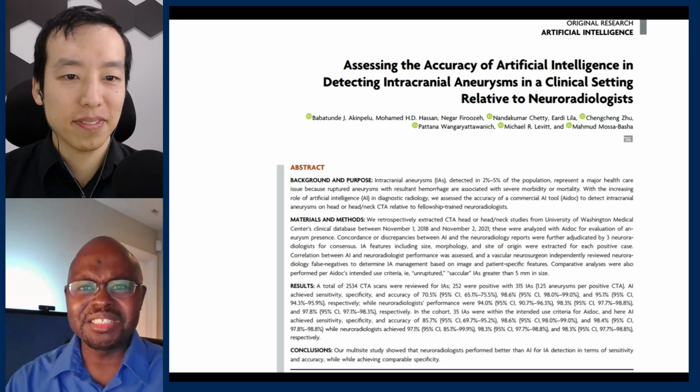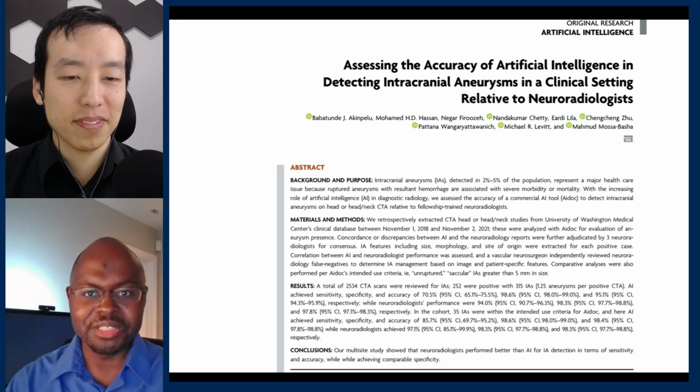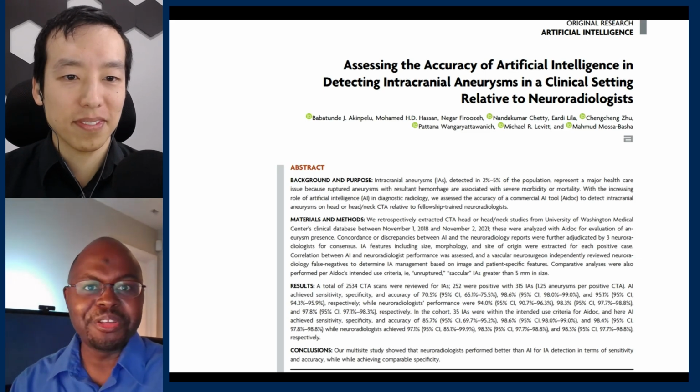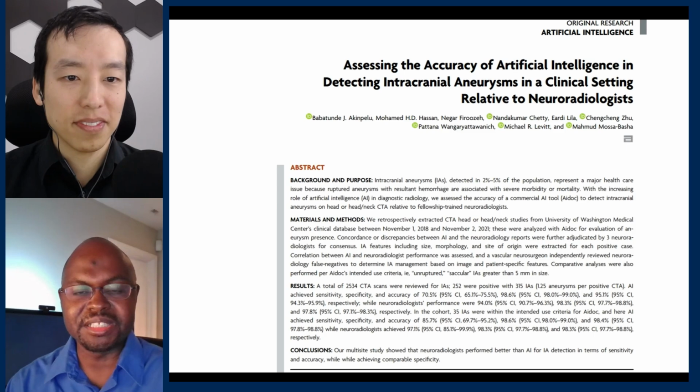As you know, AI has been increasingly used in radiology. We've been using it to detect lesions such as brain aneurysms, large vessel occlusions, pulmonary embolisms, mammographic lesions. So we wanted to study within our cohort at the University of Washington how we are doing with detecting these lesions. How does AI compare to fellowship-trained neuroradiologists in detecting these lesions?